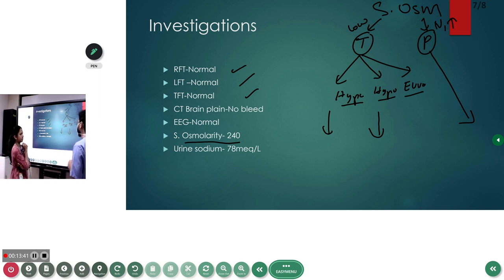We have already discussed hypervolemic hyponatremia, with conditions like fluid overload, cirrhosis, cardiac failure, and renal failure. Hypovolemic hyponatremia is basically due to dehydration, with loss of volume, like diarrhea, vomiting, renal loss, and adrenal insufficiency, being the most common causes. Coming to euvolemic hyponatremia.